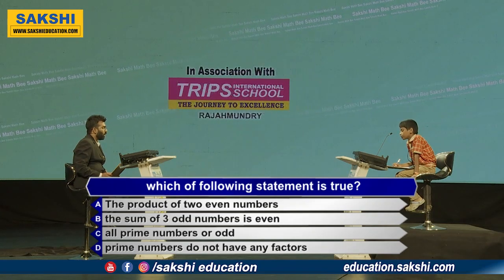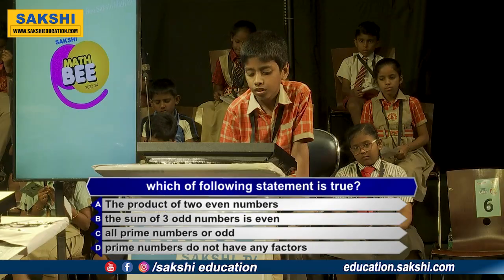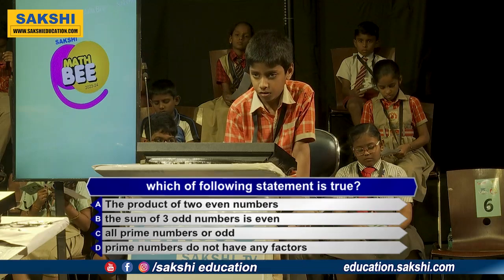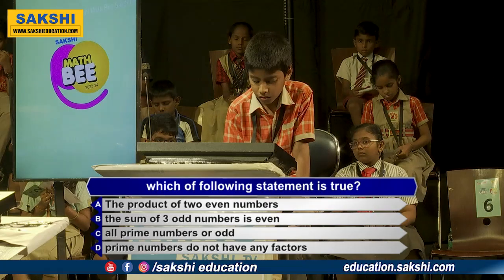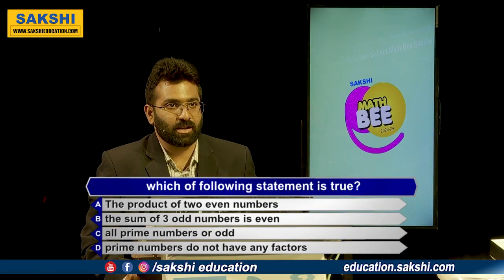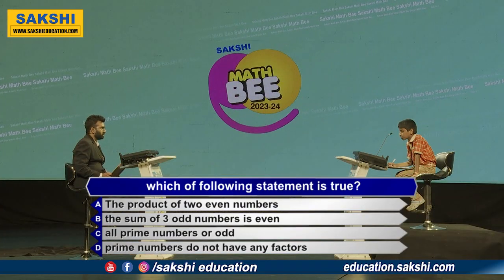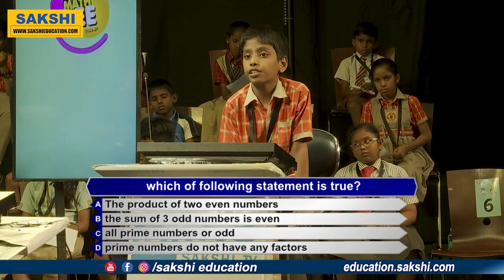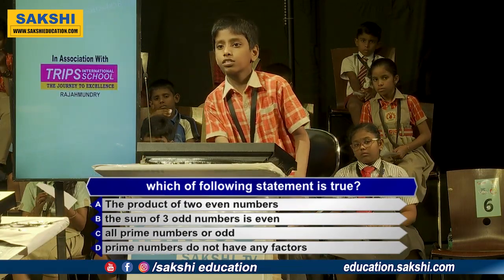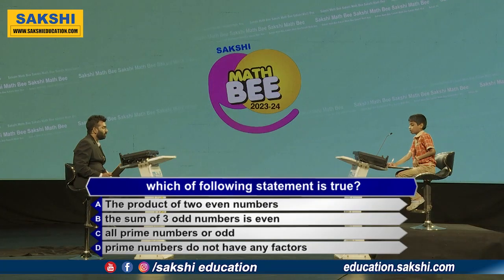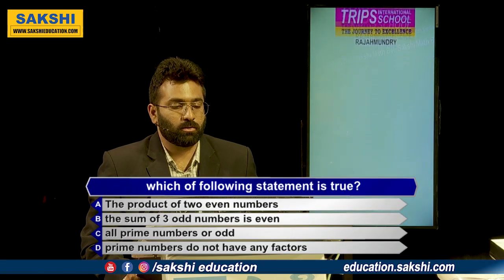The sum of three odd numbers is even. All prime numbers are odd. Prime numbers do not have any factors. Please understand each and every statement and please give me an answer. Are you sure, dear? Yes, sir. The product of two even numbers is always even. Please lock the right one.